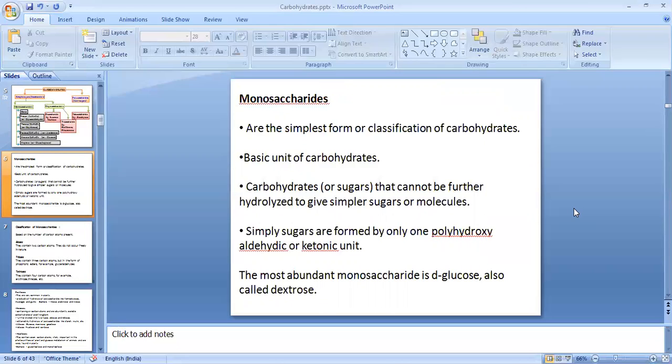Next, we will see about the monosaccharides. They are the simplest classification of carbohydrates and the basic unit of carbohydrate. These are the sugars or carbohydrates which cannot be further hydrolyzed into simpler molecules. Simply, these sugars are formed only by the polyhydroxyaldehyde or ketonic group. The most abundantly present monosaccharides are D-glucose, called dextrose, and apart from that you have fructose as an example.